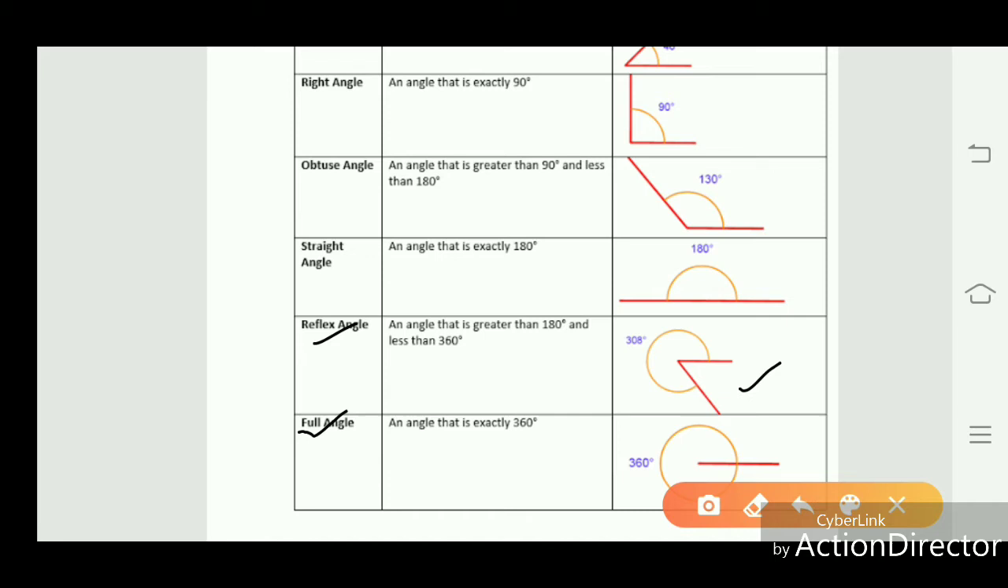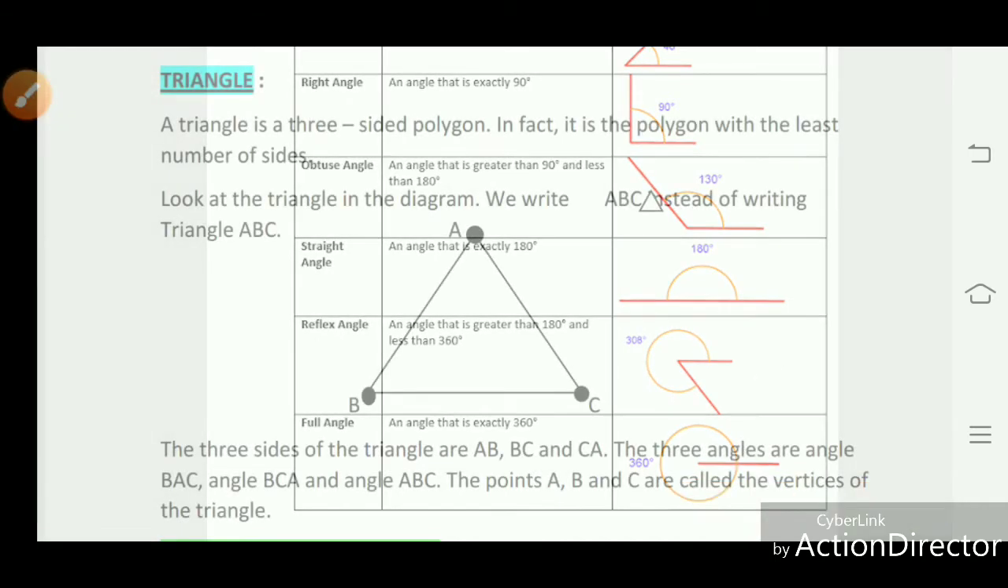Here, if we start from here and take a full round and reach our starting place, this type of angle is known as a complete angle.